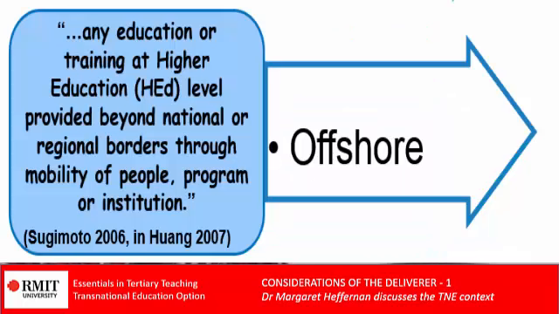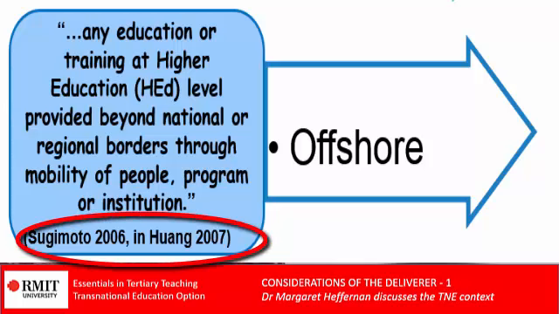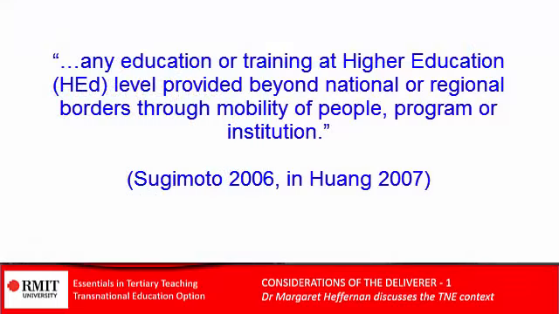There's also, we often use the term offshore, and I really want you to think about that. For Singapore students, do they consider themselves offshore? They would consider Melbourne offshore, and their onshore is Singapore. But because the awarding institution is located in Australia, the term offshore is often used to talk about its other offerings located elsewhere. So with that, you can see that the Sugimoto and Huang reference refers to it as any educational training at higher education level which is provided beyond the national or regional border through the mobility of people, program or institution.